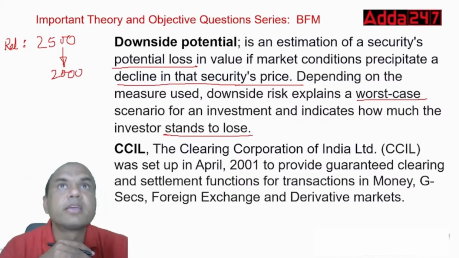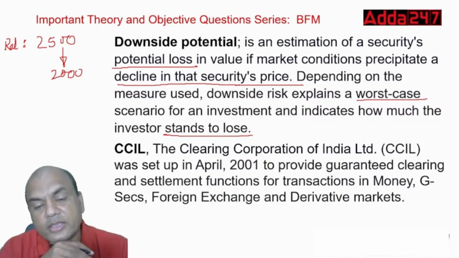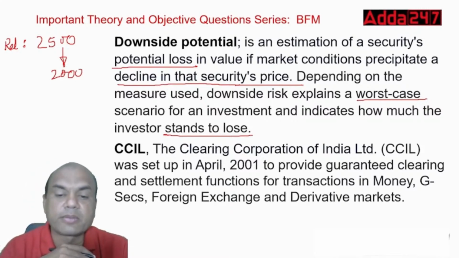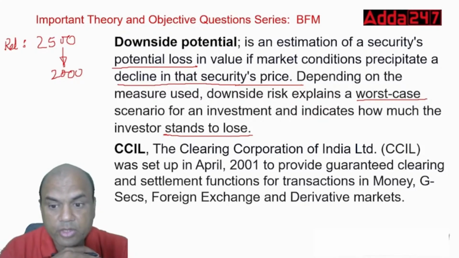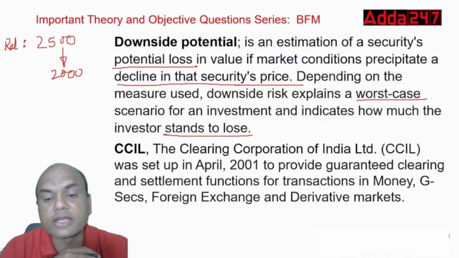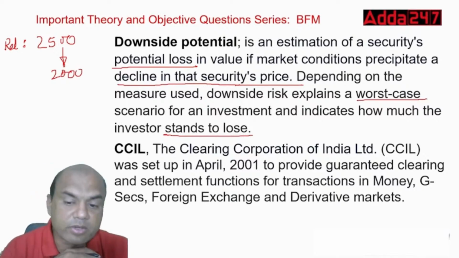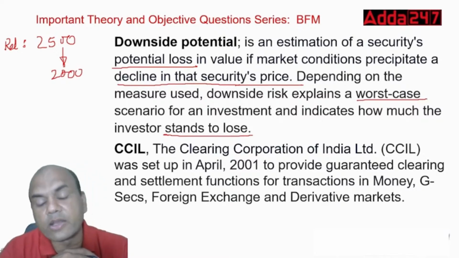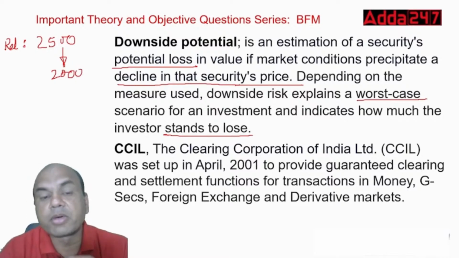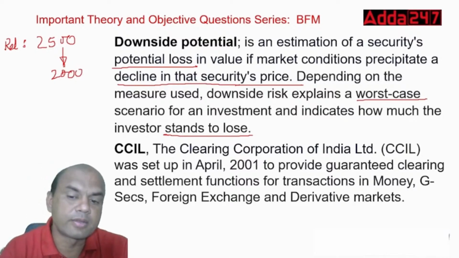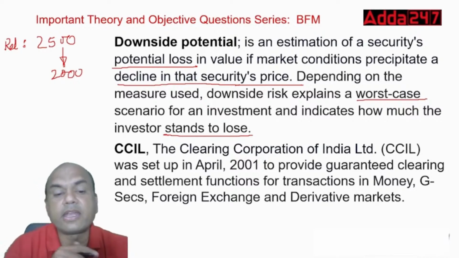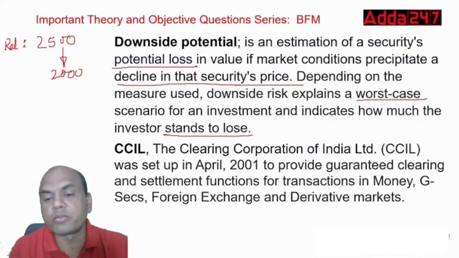Next is CCIL. The Clearing Corporation of India was set up in April 2001 to provide guaranteed clearing and settlement functions for transactions in money, government securities, foreign exchange and derivative markets. Remember, here it's not talking of the stock market. So it provides guaranteed clearing. What do you mean by this guaranteed?